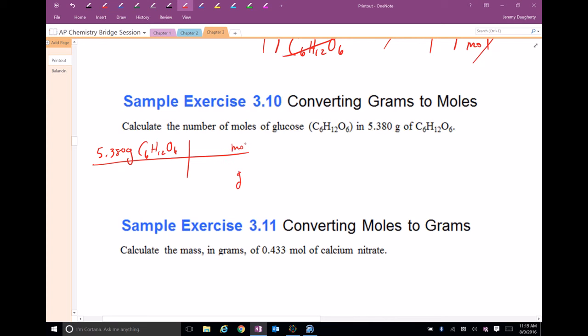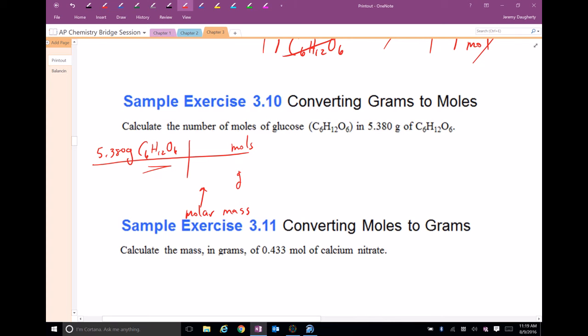Anytime you see moles over grams or grams over moles, you have molar mass. So the molar mass goes here, and it's always the molar mass of whatever is in front of it. In this case, C6H12O6. I think weighs like 180. But we'll go ahead and get the actual mass.